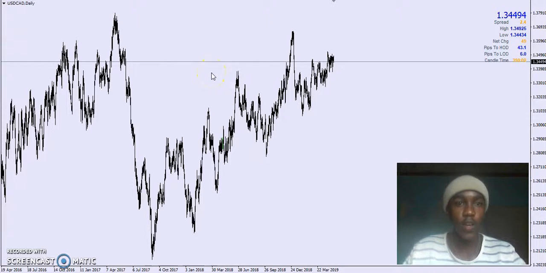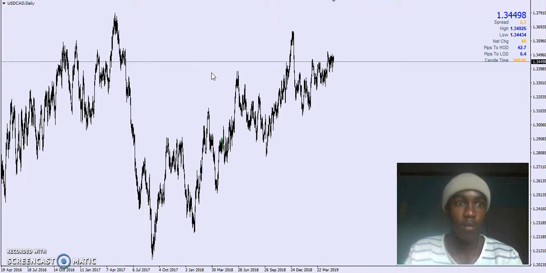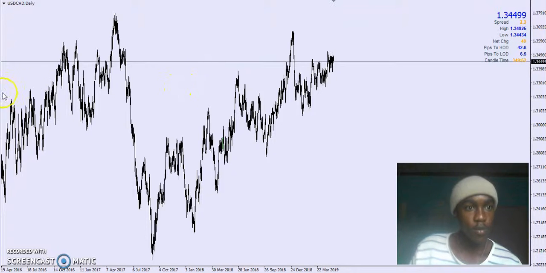Okay, so today we'll be looking at USDCAD. Right now I'm on the daily time frame. We'll be looking at the daily and the 4 hour. So let's begin and see what USDCAD has for us.